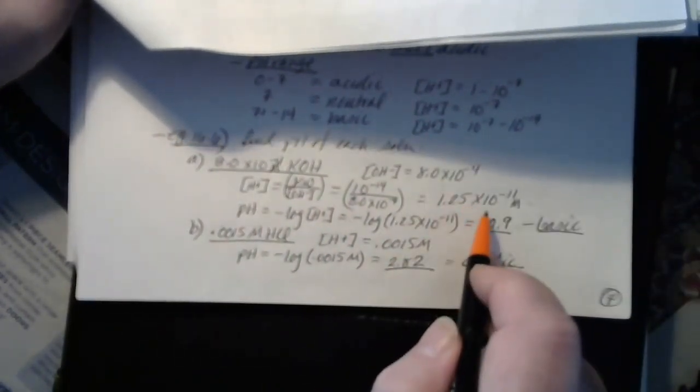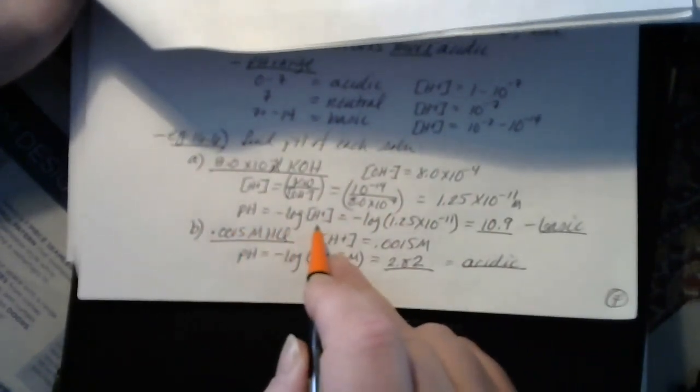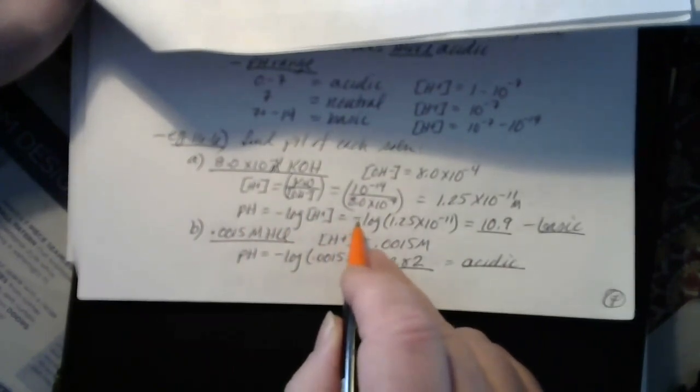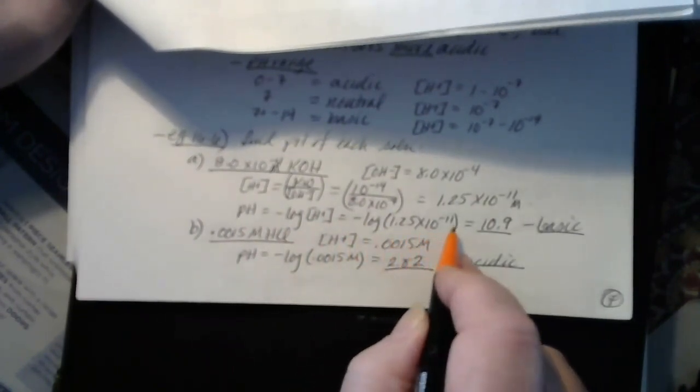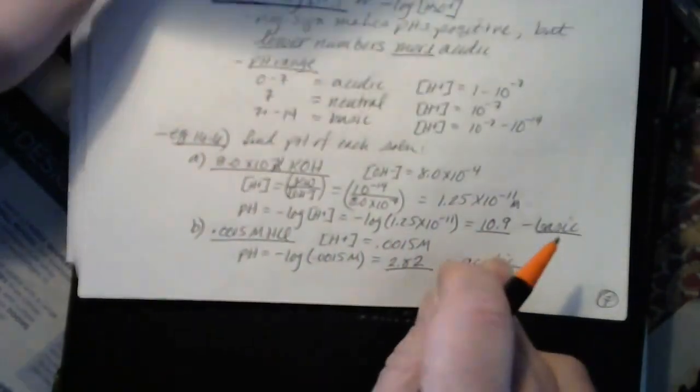But we're not done yet because we want pH. pH is the negative log of the H plus ion concentration. So you want to take the negative log of 1.25 times 10 to the minus 11, and that should give you a result of 10.9.